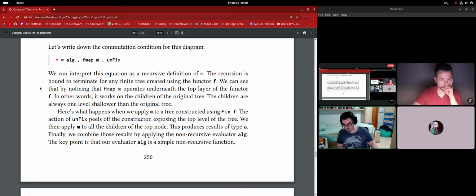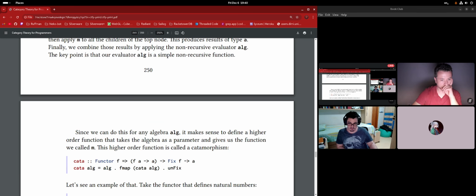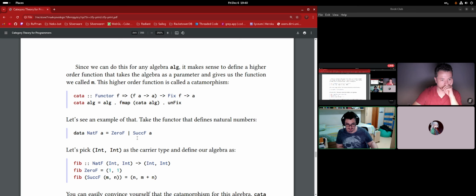Again, think of Lisp's eval. This produces results of type A. So after this stage, we went to the children and we transformed the stuff there to A. Finally, we combine these results by applying the non-recursive evaluator alg. The key point is that our evaluator is a simple non-recursive function. So after all of this, now we're going to see an example, which again, I encourage anyone, including myself, to pick this, throw it into the repo, discover where this lives, import that, put this in the repo, write this, and then try to calculate Fibonacci of, I don't know, whatever.